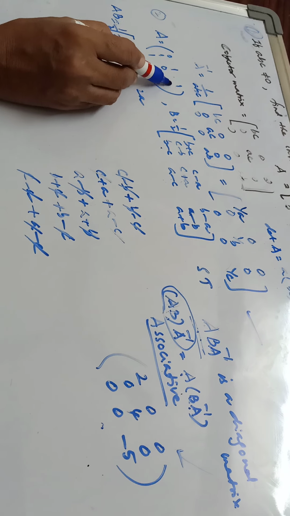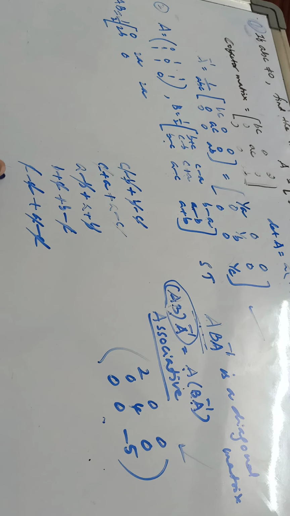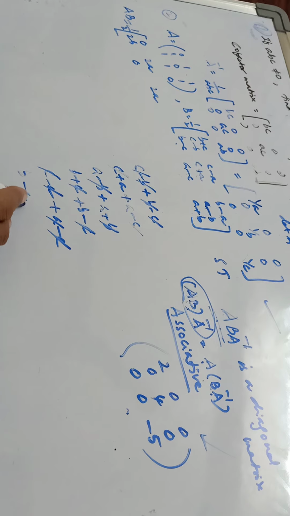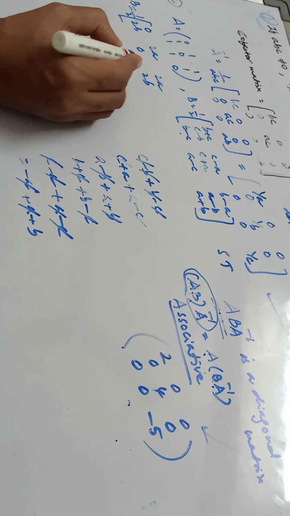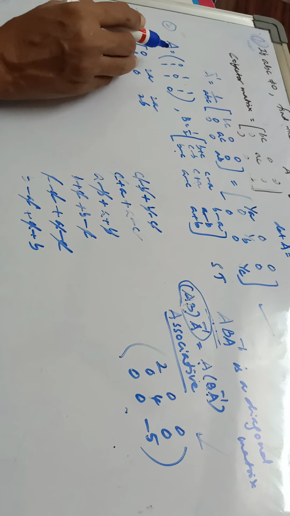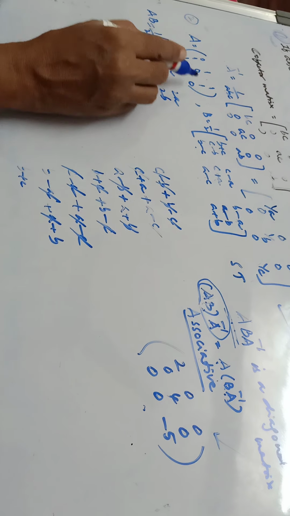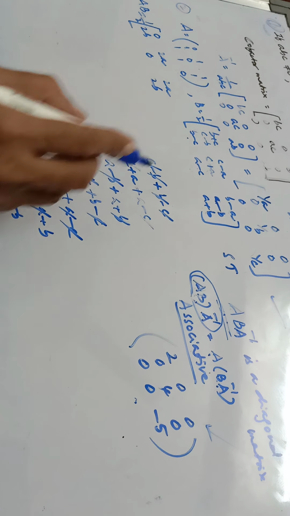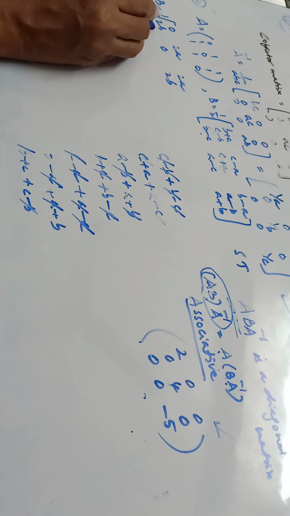Now multiply this with this. 1 into B minus A, that is B minus A. 0 into something is 0. 1 into A plus B, that is A plus B. These two get cancelled. B plus B is 2B. 1 into B plus C, B plus C. 1 into C minus B, C minus B. 0 into something is 0. These two get cancelled. Only 2C will remain.